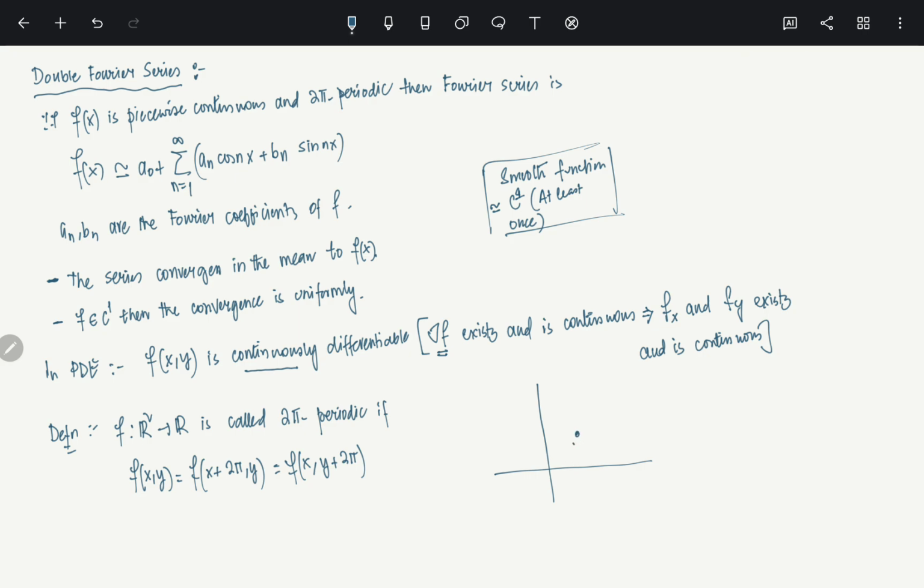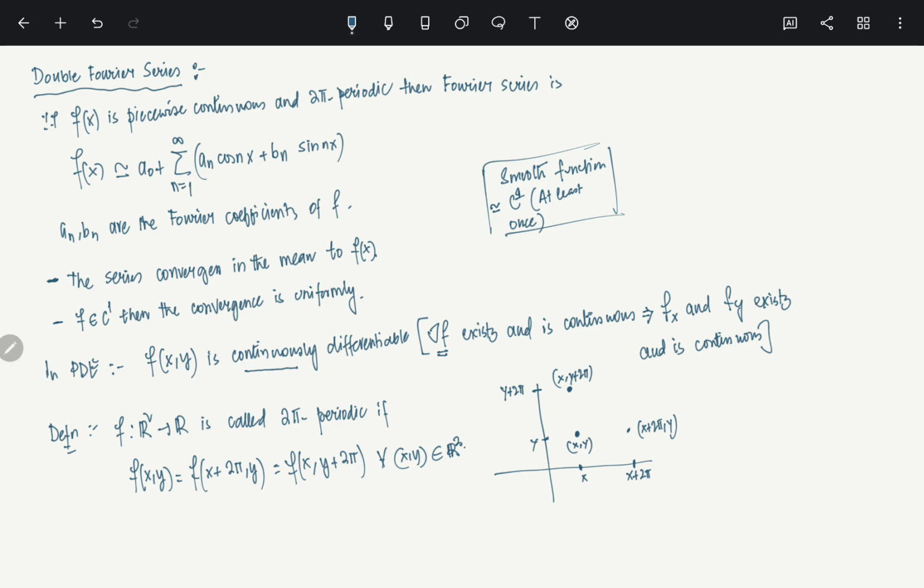Let's say this point is x and y, this is your x axis, that's your y axis. Now let's say this is x plus 2 pi, and this is y plus 2 pi. I'm just assuming it, nothing special here. So this point is x, y plus 2 pi, and that point is x plus 2 pi, y. The function is 2 pi periodic if this holds for all x y in whatever domain it is. In our case, it is in R2, so for any point in R2 it should be true.